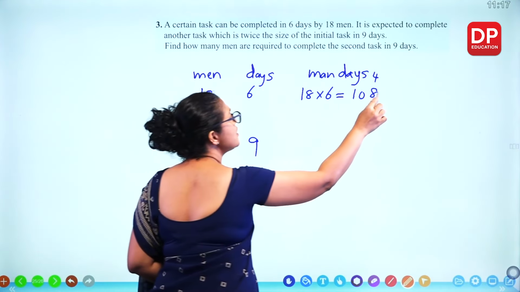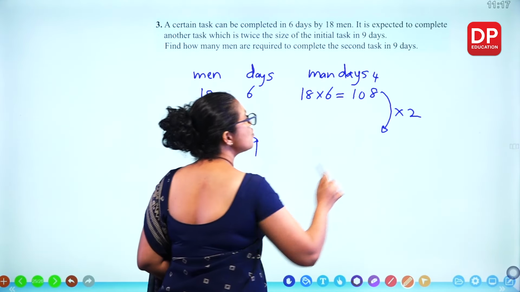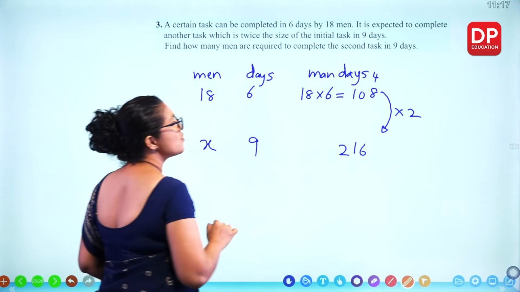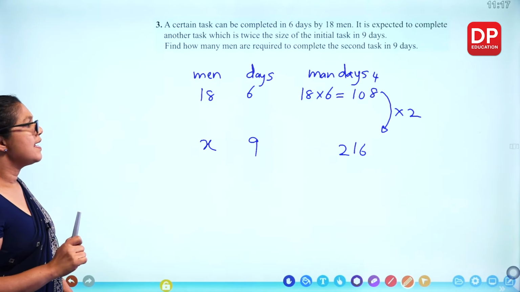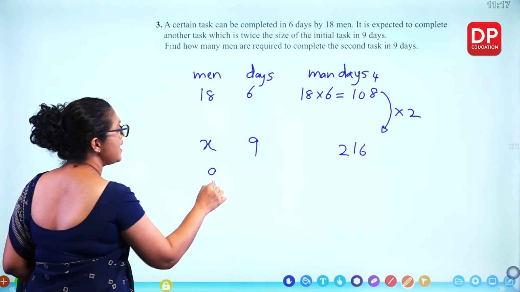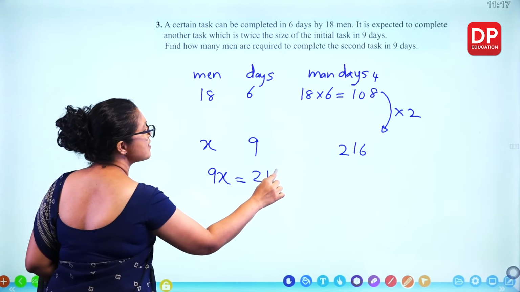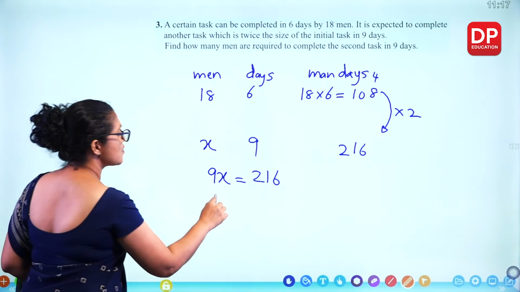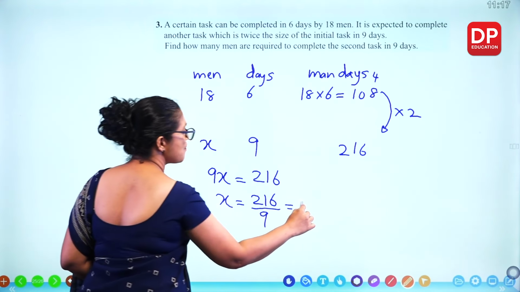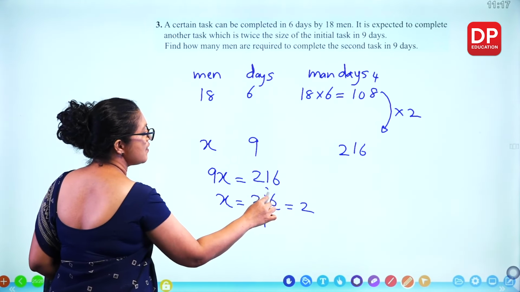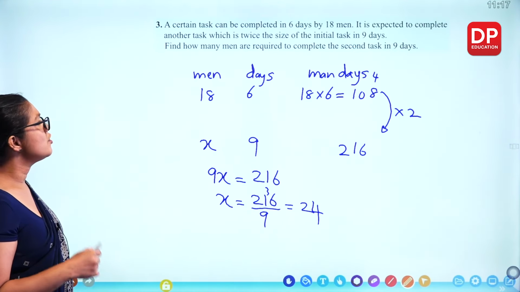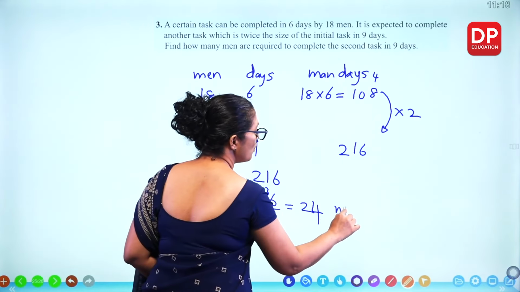But the new task is doubled. So that means you need to multiply this by 2. 2 times 8, 16. 2 times 1. So now for the next task, they need 216 man days. We know 9x should be equal to 216. This is for the second task. So what is x? 216 divided by 9. 9 times 2, 18. 3 remaining, 9 times 4. So for the second task to be completed, you need 24 men.